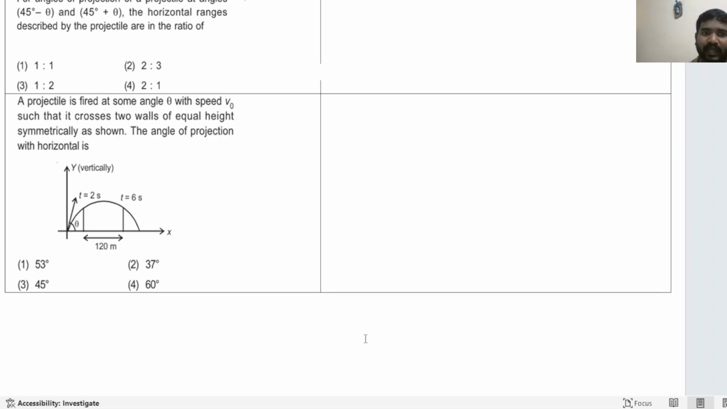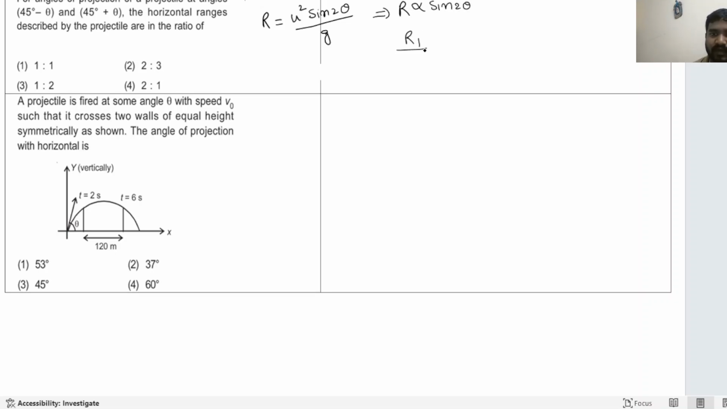Now one more question. For angles of projection of a projectile at 45 degrees minus theta and 45 degrees plus theta, the horizontal ranges described by the projectiles are in the ratio? Now I want horizontal ranges. So horizontal range equals u square sine 2 theta divided by g. From a simple point of view, I want the ratio, and the initial velocities are mentioned as constant. From this equation, you can take R is directly proportional to sine 2 theta.